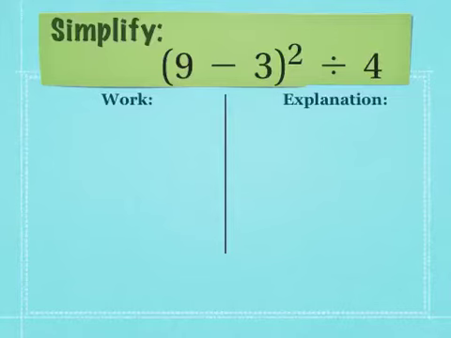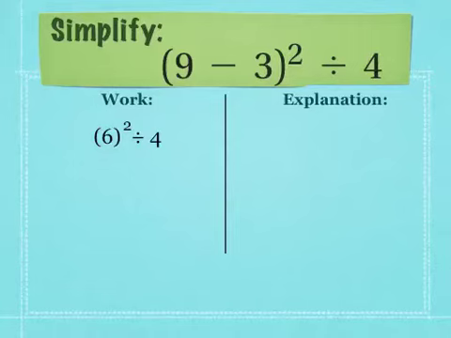So the first thing we look for is parentheses. There are parentheses in this problem. Inside of the parentheses, it says 9 minus 3. So that's the first thing that I need to do to solve this problem. 9 minus 3 is 6. And notice that everything else has stayed the same. So now I have 6 squared divided by 4.